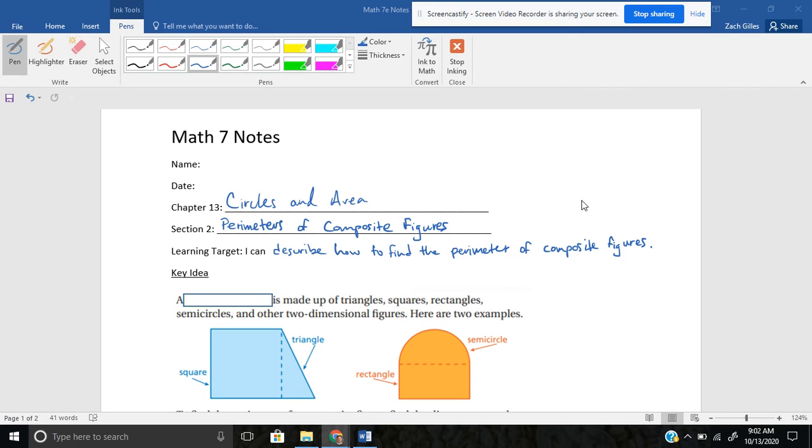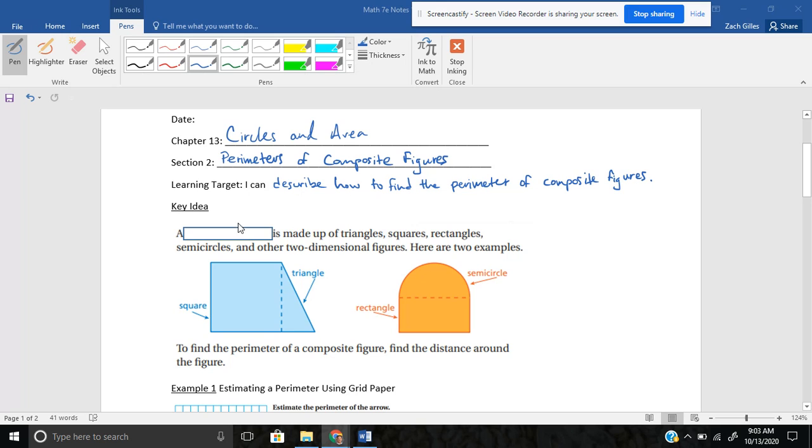Hey everybody, in today's tutorial we'll be discussing circles and area in chapter 13, and more specifically for section 2, we're going to be talking about perimeters of composite figures. Okay, so you want to be able to describe how to find the perimeter of a composite figure after this.